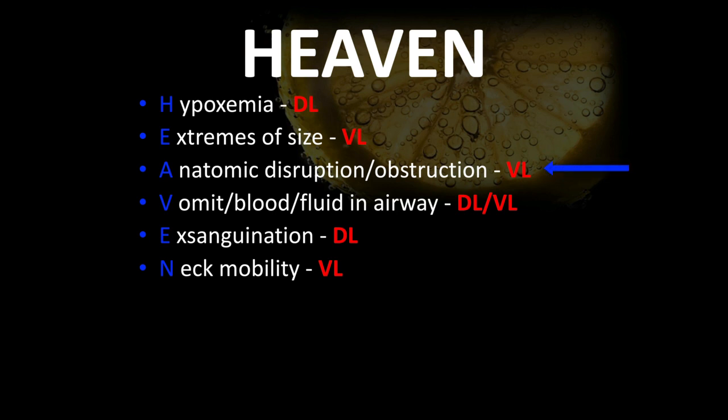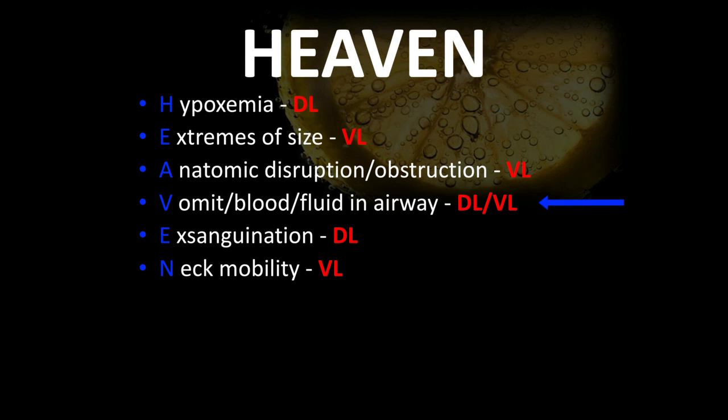The next is anatomic disruption or obstructions. And so we saw the same level of assessment in LEMONS. Do they have any disruption to that oral nasal pharynx? Think about a shotgun blast to the face. Think about something protruding into the oropharynx, not allowing you to open the jaw. It could be a burn patient that's significantly burned. Next level, number 4, is vomit, blood, or fluid in the airway.